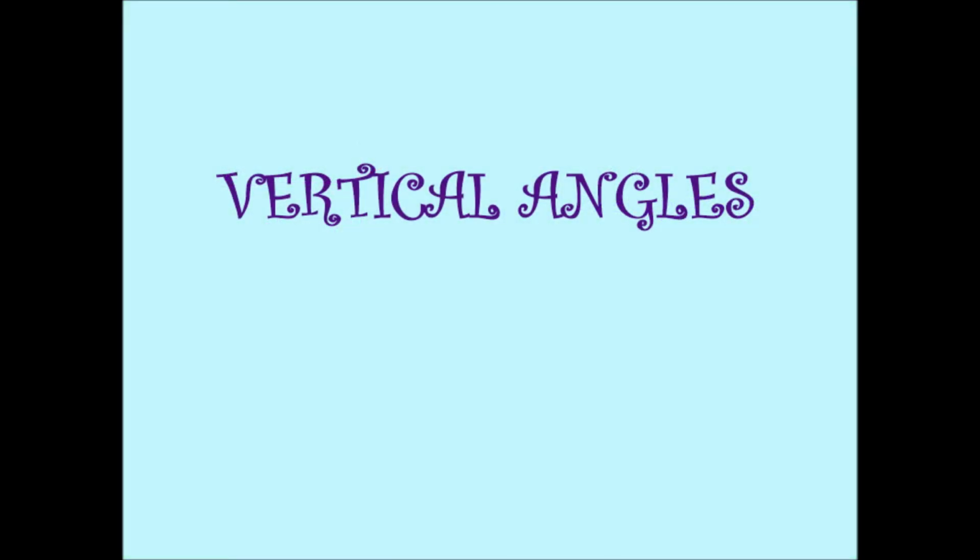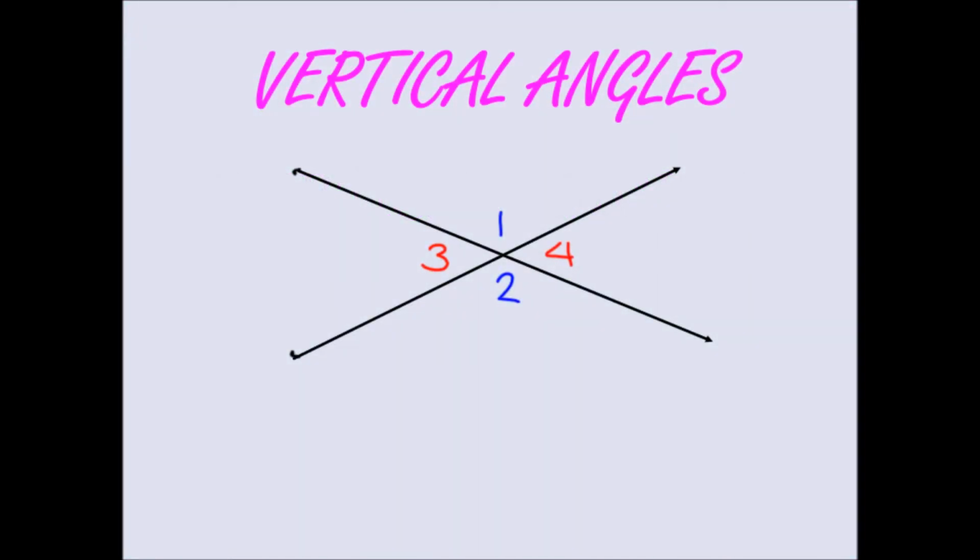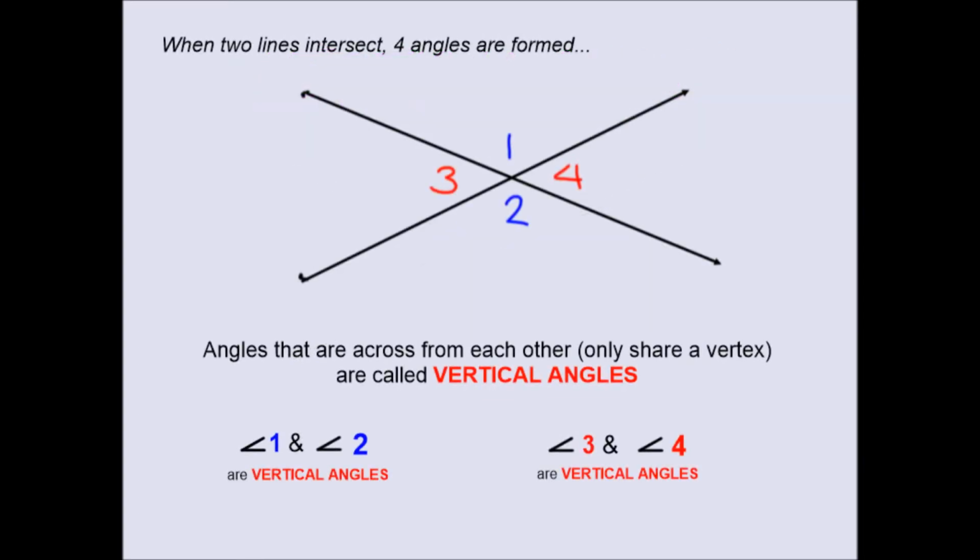Our next type of angles are vertical angles. Vertical angles are found where two lines intersect, forming four angles. When two lines intersect, four angles are formed. Angles that are across from each other, only sharing a vertex, which is that point at the end of the angle, are called vertical angles.